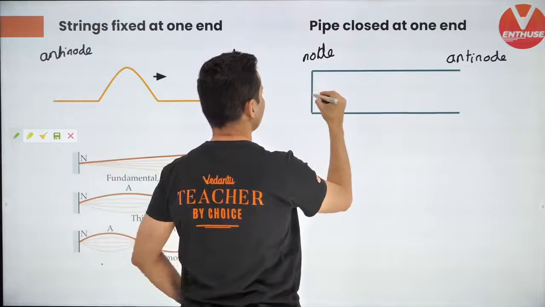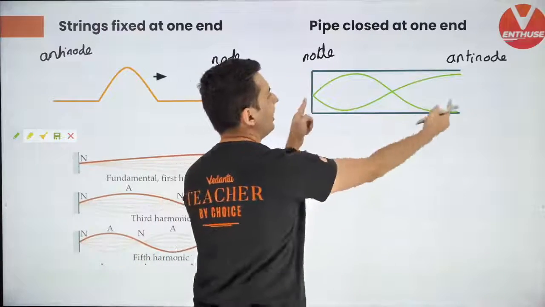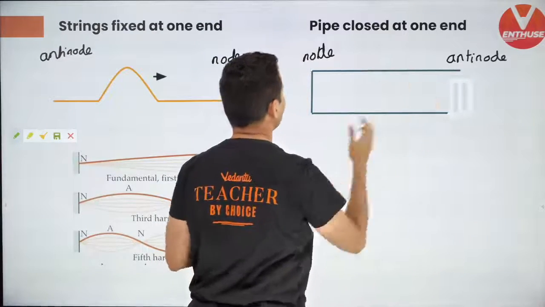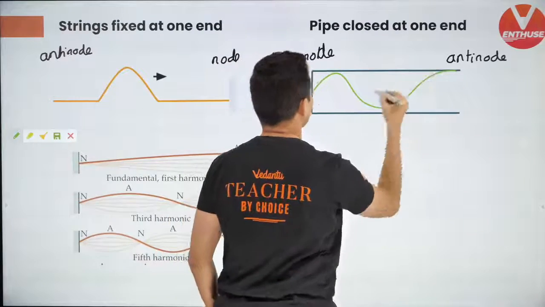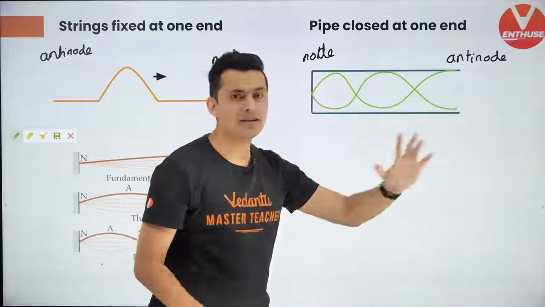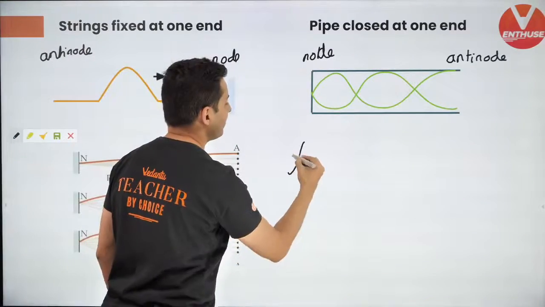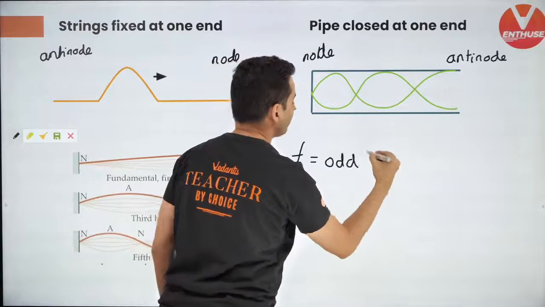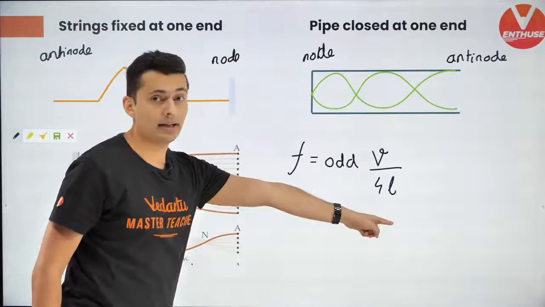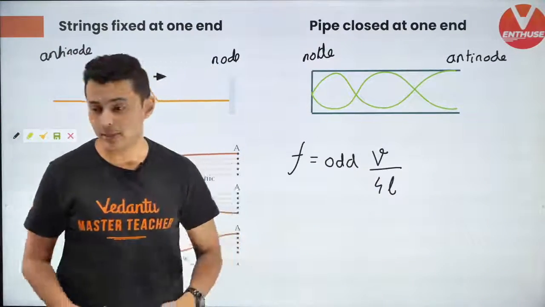You can have more, guys. Think about it, probably like this. So you can see 1.5 lobes over here. Then you can have another possibility like this maybe. Something like this. So node here, antinode there. So you can see numerous possibilities are there. And this time the frequency is an odd multiple of v by 4L. Be careful. It is 4L. Earlier it was 2L. Here it is 4L. Keep this in mind.